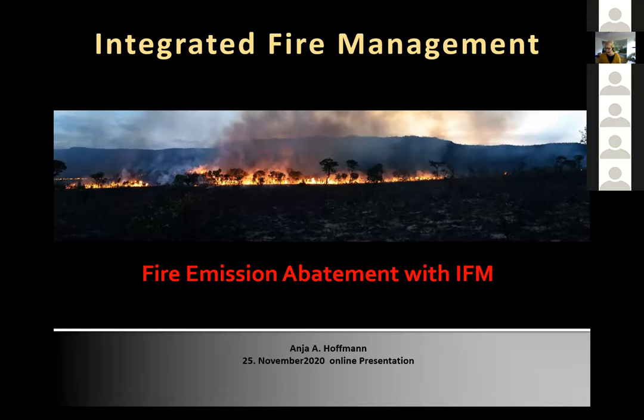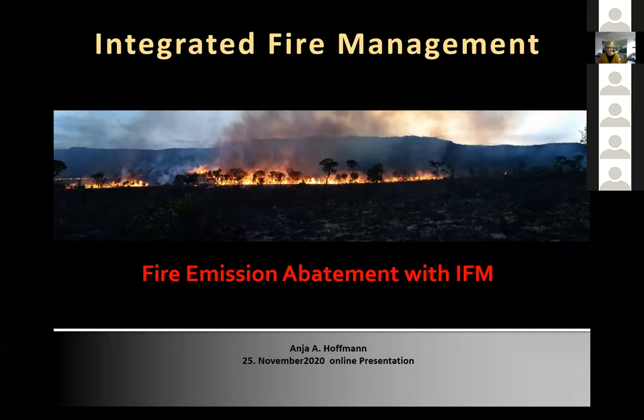What does it mean? Because there is no internationally agreed definition. Of course, there are some documents like the FAO Integrated Fire Management Standard, which is quite old by now. It hasn't been updated. And in the literature and published papers, you find various definitions of what integrated fire management is all about.